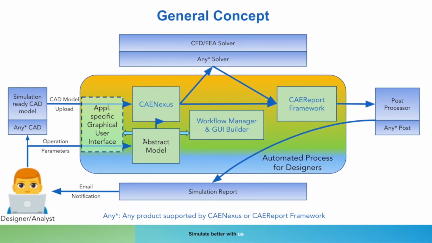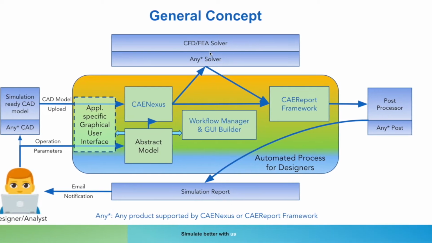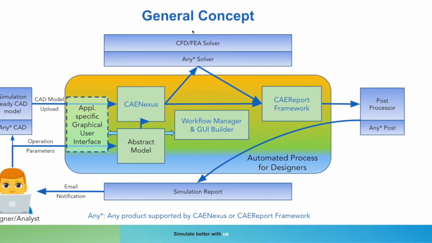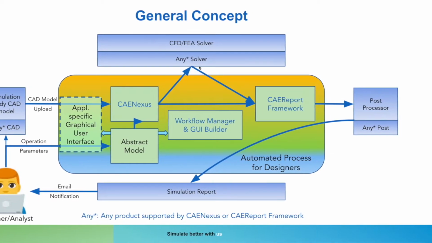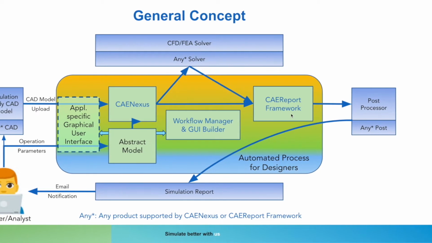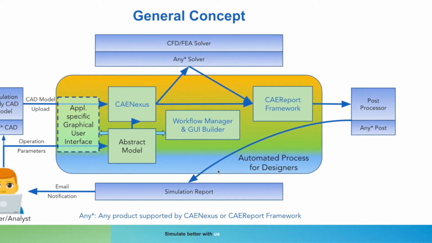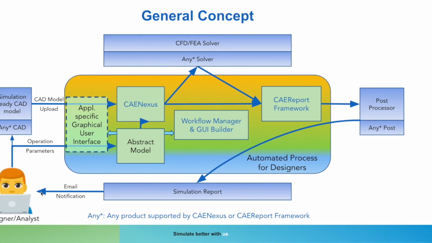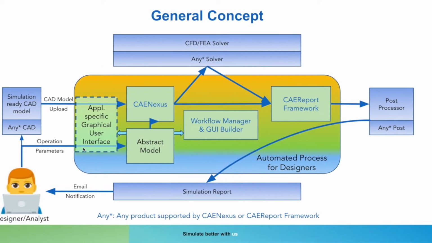Together with the CAD model and the abstract model, CA Nexus will pump out the mesh and the solver input deck, already attached to a simulation geometry for any number of solvers. Then automatically that will be fed through our report framework to a post-processor of choice, which will then, once that's complete, automatically generate a user-defined simulation report and email it back to the design engineer or analyst. So this is the automated process.